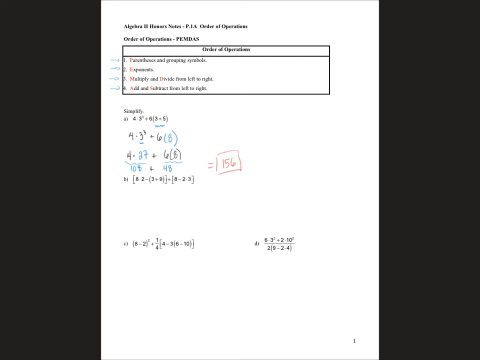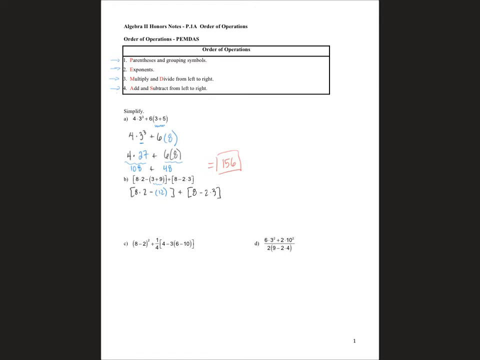So in example B, I see that I have brackets, but within the first set of brackets, I see that I have a parenthesis. So I'm going to go ahead and bring everything else down. So I have 8 times 2 minus, and then evaluate 3 plus 9. And then if you want to go ahead and work the second set, you can. So in this case, if you want to just show all of your work, just bring it down.